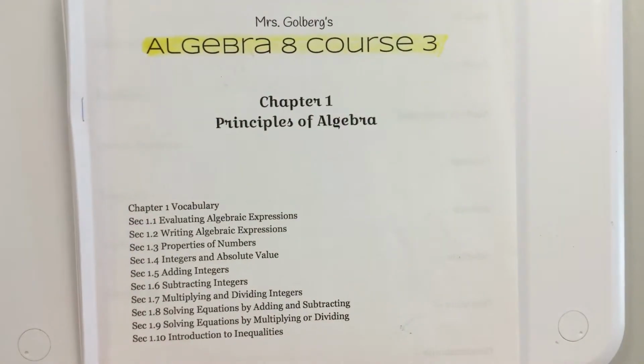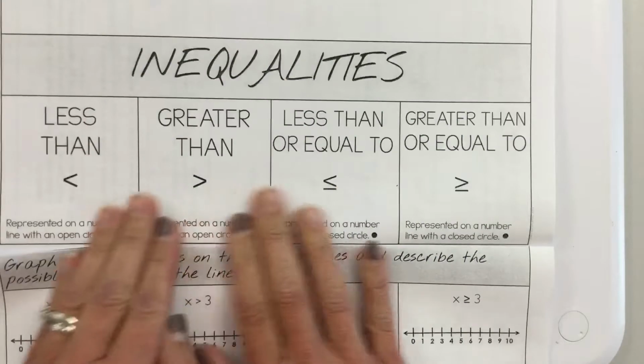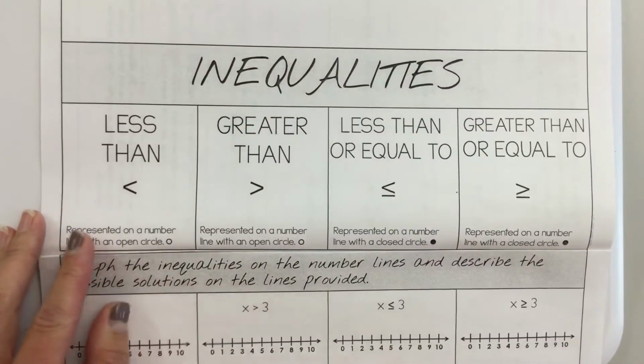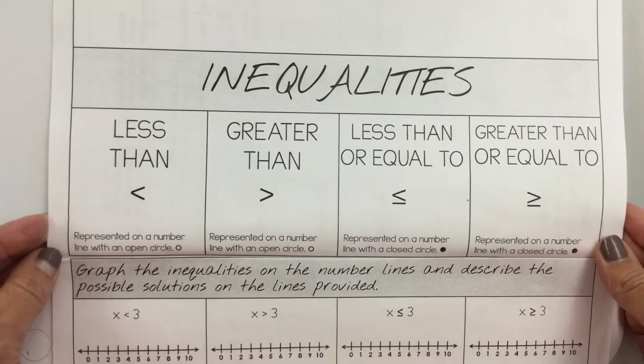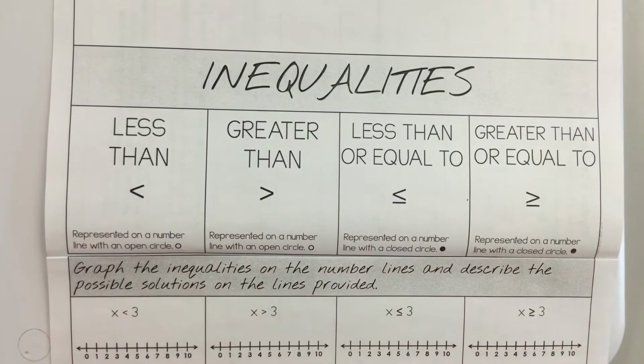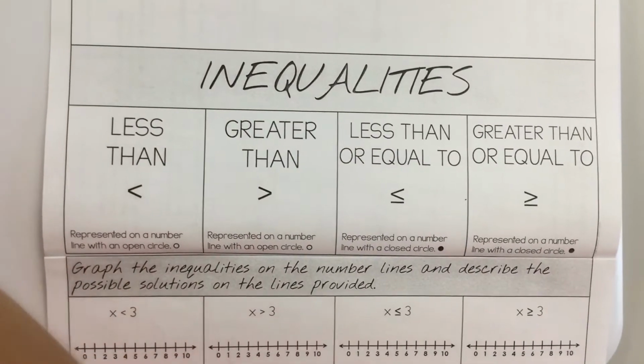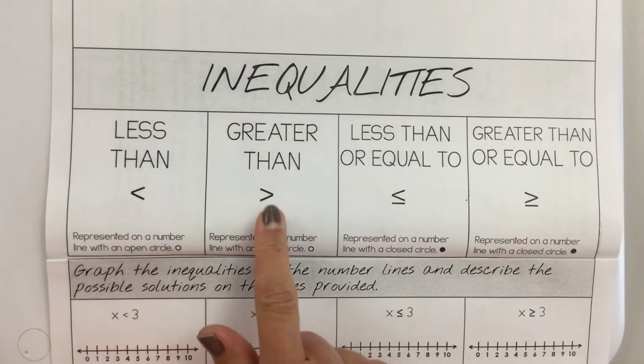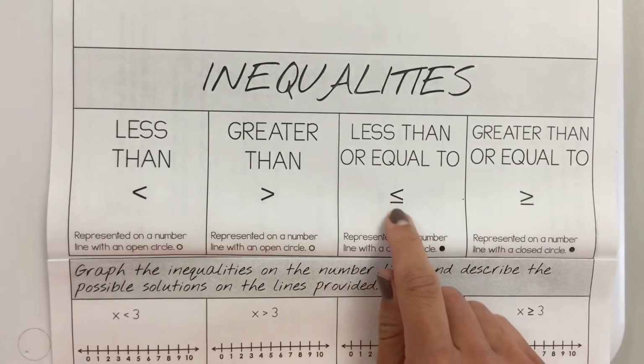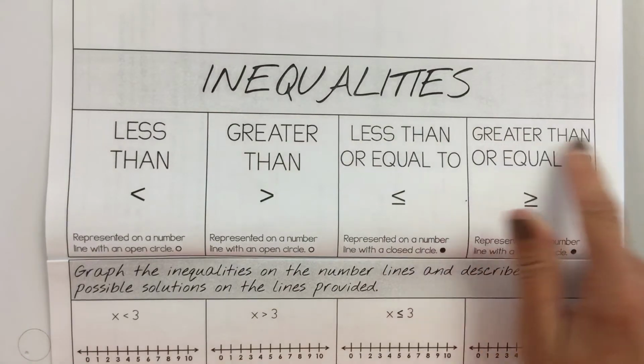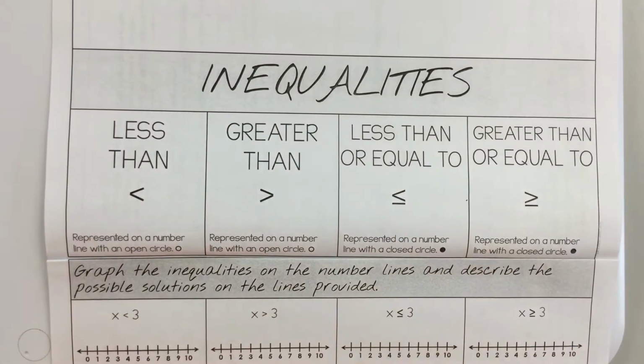Okay, Algebra 8, we are on to our last section. This one, we're gonna turn our packets this way. We are gonna talk about inequalities, okay? So these should be familiar to you. We have less than, greater than, less than or equal to, which has the line underneath, and greater than or equal to, which also has a line underneath.